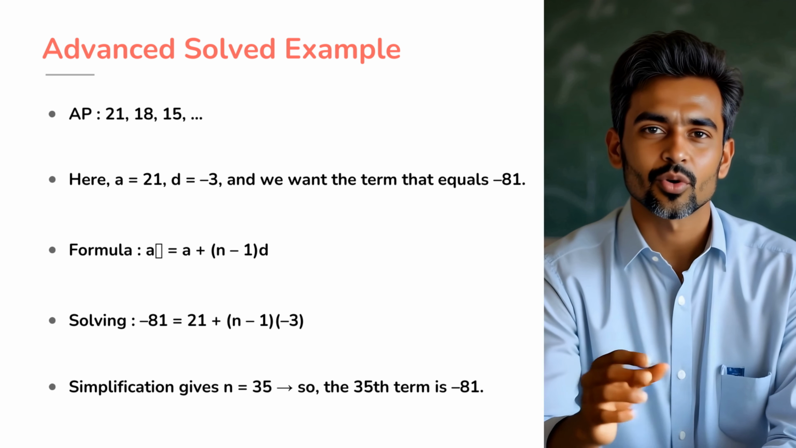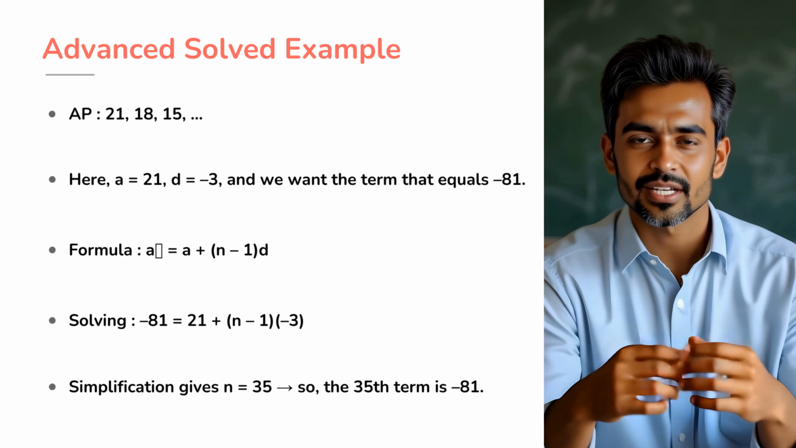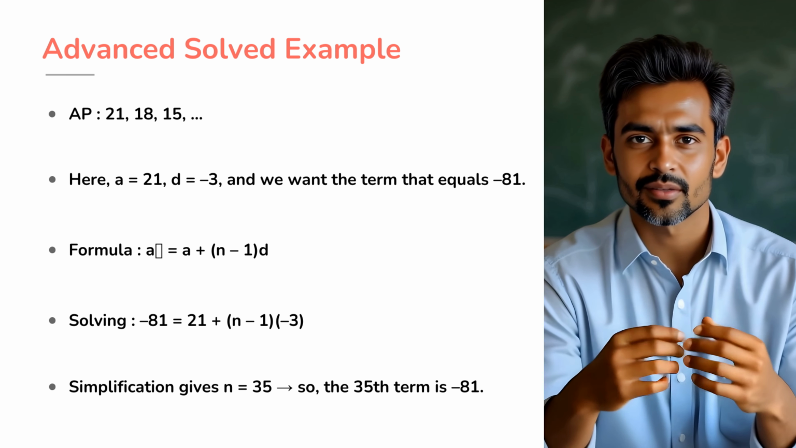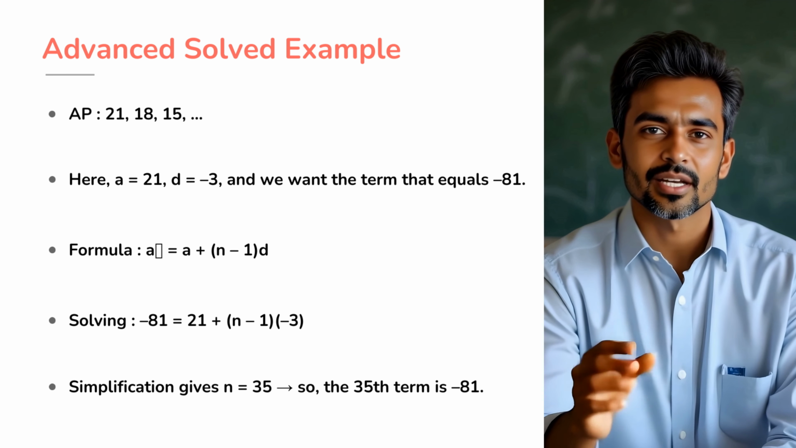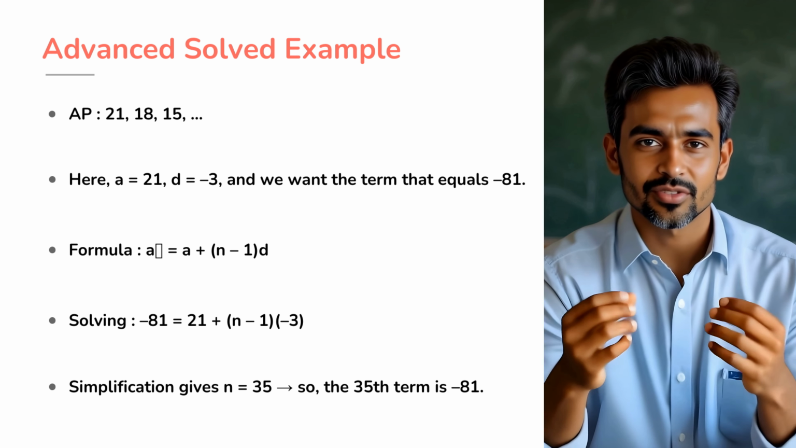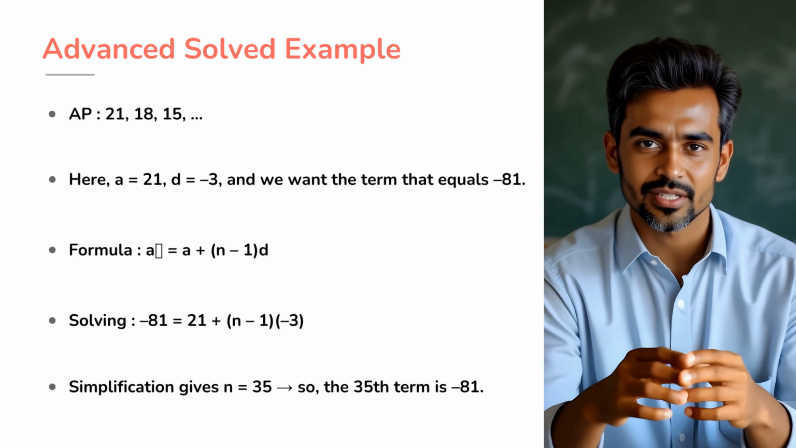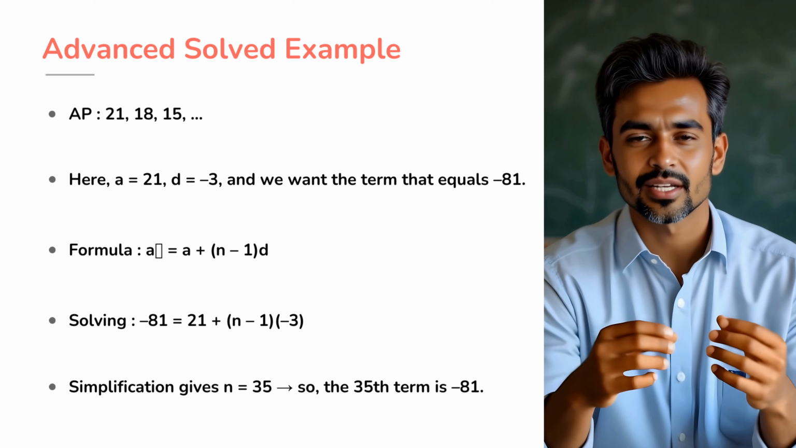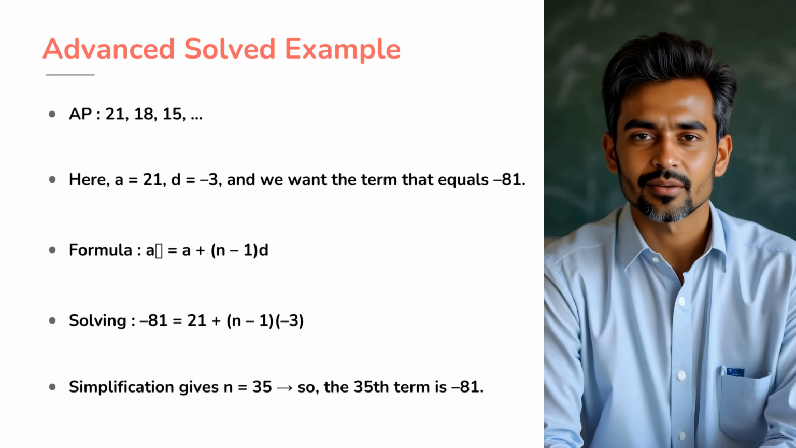Ready for something a little more interesting? Let's try another example. Suppose we have an AP 21, 18, 15, and so on. Here, the first term A equals 21 and the common difference D equals minus 3 since the terms are decreasing. Now, let's say we want to find which term of this AP is minus 81. We start with the formula A sub n equals a plus bracket n minus 1 bracket into D. Substitute the values. Minus 81 equals 21 plus bracket n minus 1 bracket into minus 3.